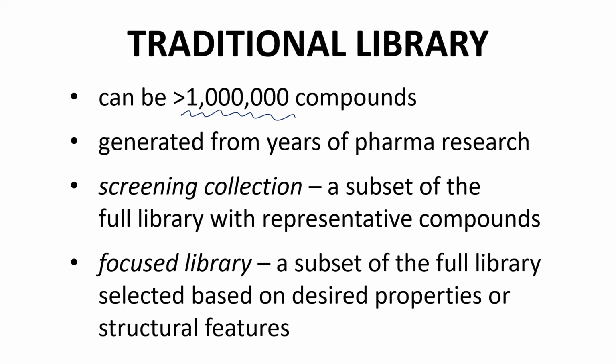Because the full compound library is so vast and many of the compounds are very similar, large drug companies often have a smaller screening collection. The screening collection contains only representative compounds from similar structures in order to reduce the cost of screening. Sometimes scientists will select a focus library by only screening compounds with specific properties or structural features believed to be important for the target or discovery program.